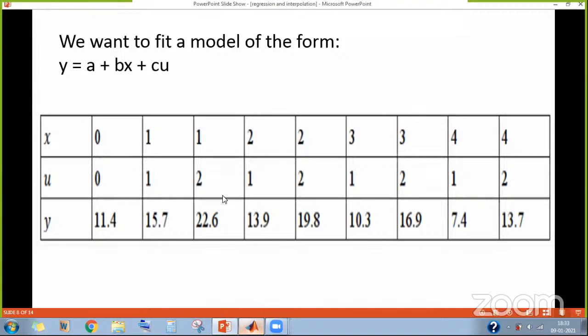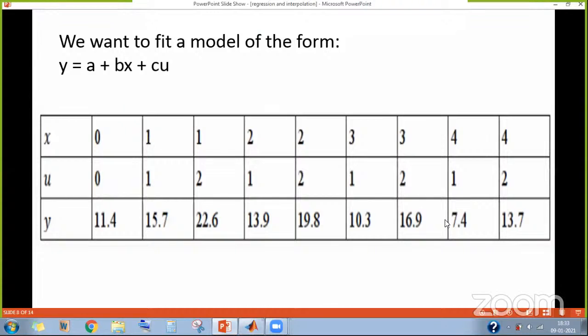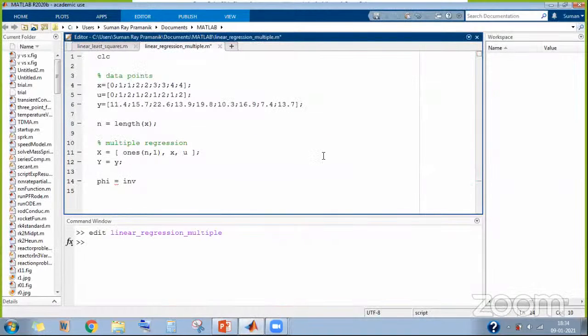We can do this by going to the next points of X, and then we'll give the data points of U. So this is our capital X matrix completed. Now we will have our capital Y matrix, which is nothing but the data points of Y. For finding the coefficients, the formula was X transpose into X, the inverse of that, multiplied by X transpose into Y. It's very easy. We'll first use the inverse X transpose.